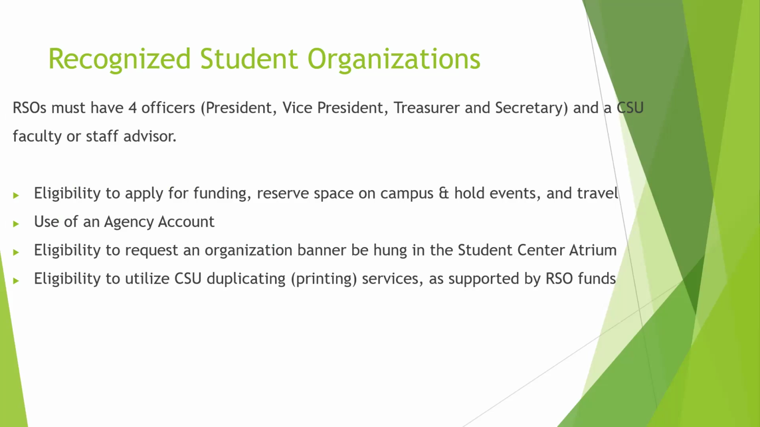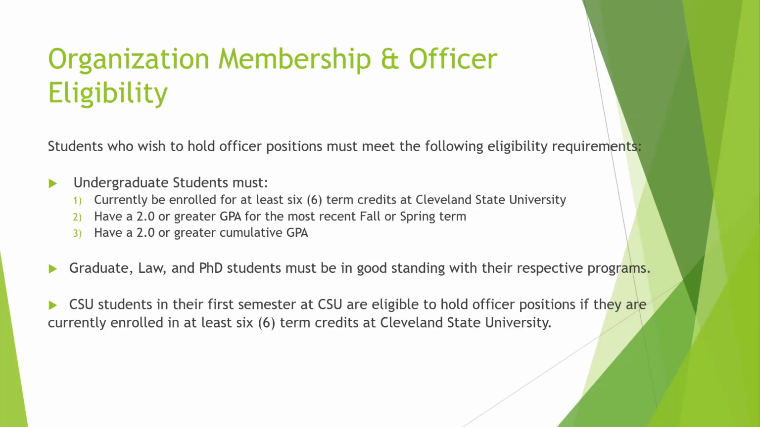As an RSO, you can apply for funding. We have 3 funding organizations, depending on the type of organization you are. You can also reserve space on campus and hold events, as well as travel and send members to conferences and conventions. You have full use of your organization's agency account. You can also request to have your organization's banner hung in the Student Center atrium, so long as there's space, as well as using university duplicating services as supported by your funds.